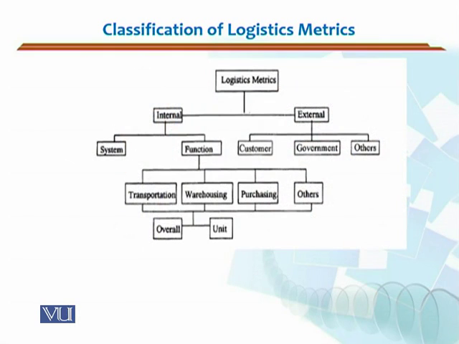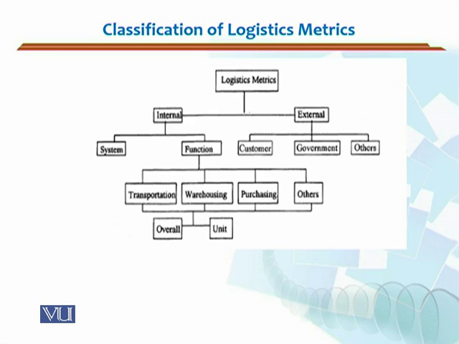So, in general, logistic metrics would be either internal metrics or external metrics. Your internal metrics are based on your system and functional performances. And the functionality of the internal metrics comes from transportation, warehousing, purchasing, and other internal functions. And you can take it as overall or in the form of units as well.